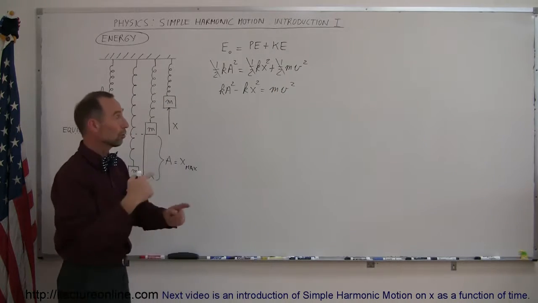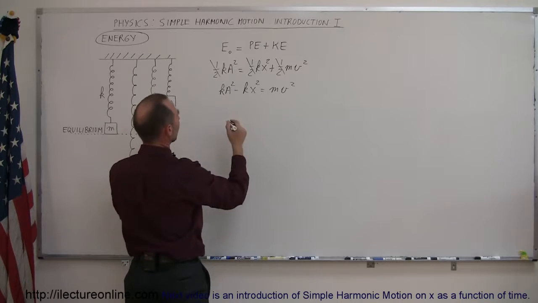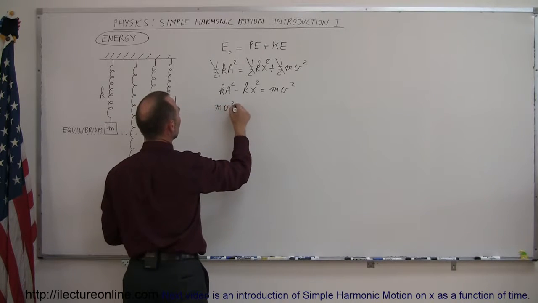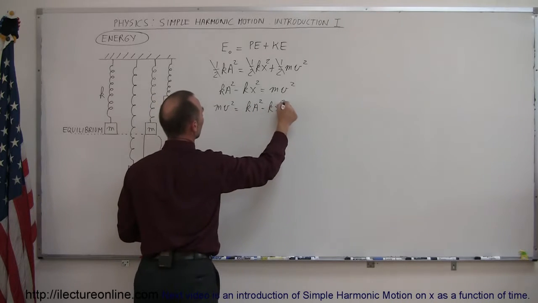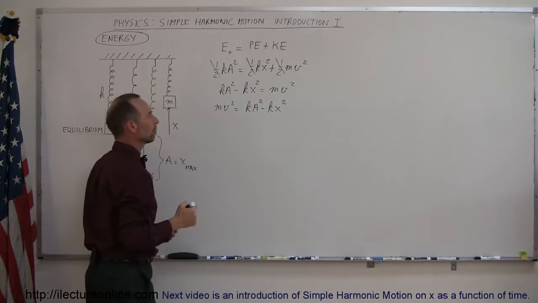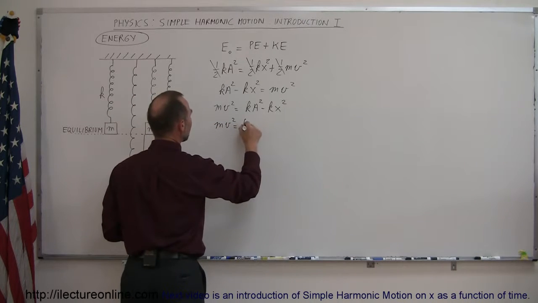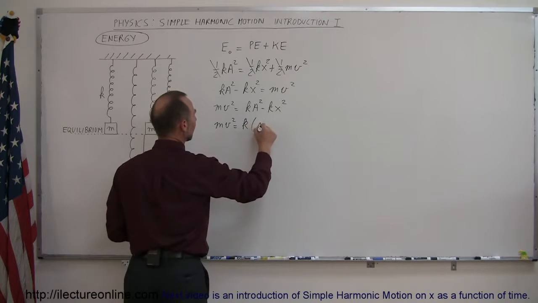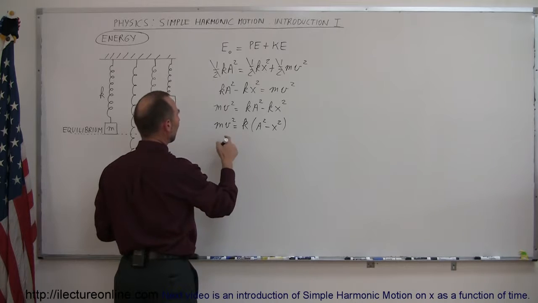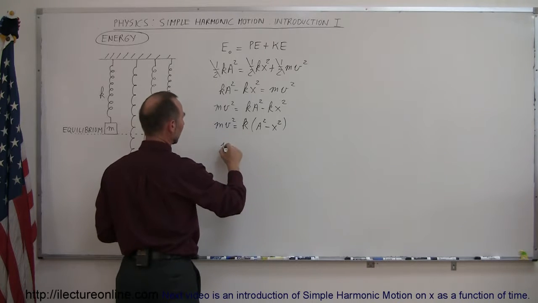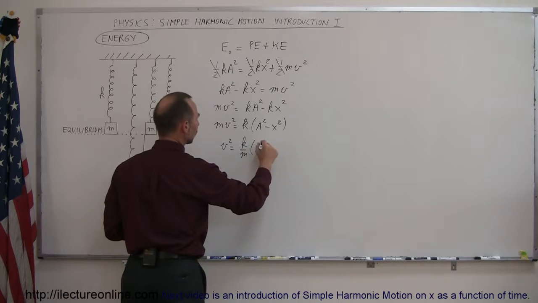Now I'm going to turn the equation around, because I want v on the left side. If I turn the equation around, no signs change. So we have mv squared equals kA squared minus kx squared. I'm now going to factor out the k, so I have mv squared equals k times A squared minus x squared. Then I'm going to divide both sides by m. So we get v squared is equal to k over m times A squared minus x squared.